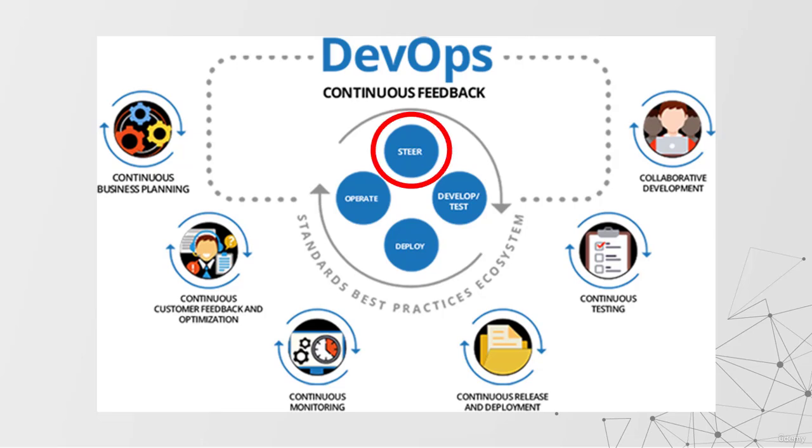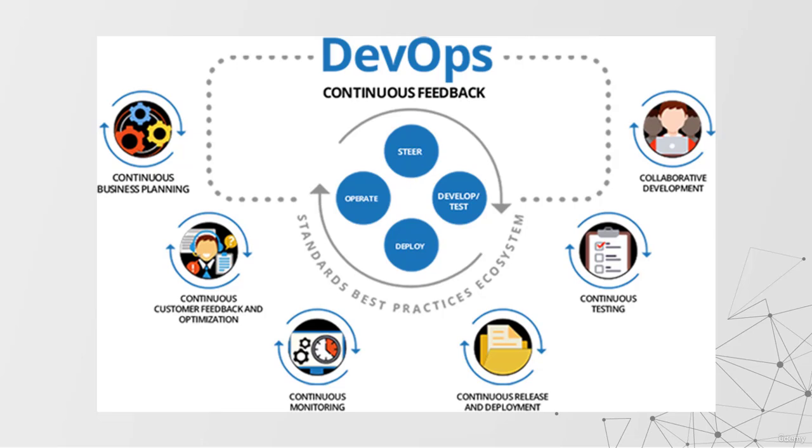Now, steering signifies the ability to make informed decisions and adjustments based on the feedback from any phase of the process. So, in conclusion, the integration of DevOps in a cloud setting amplifies the continuous and collaborative nature of the approach. So the cloud offers tools that make each phase of DevOps more efficient and interconnected.